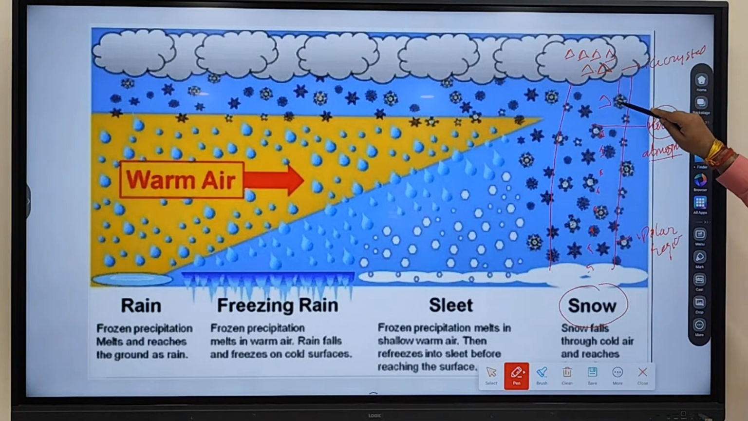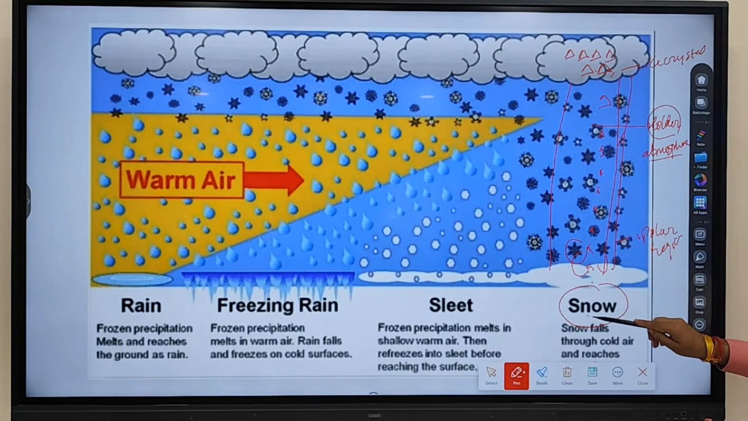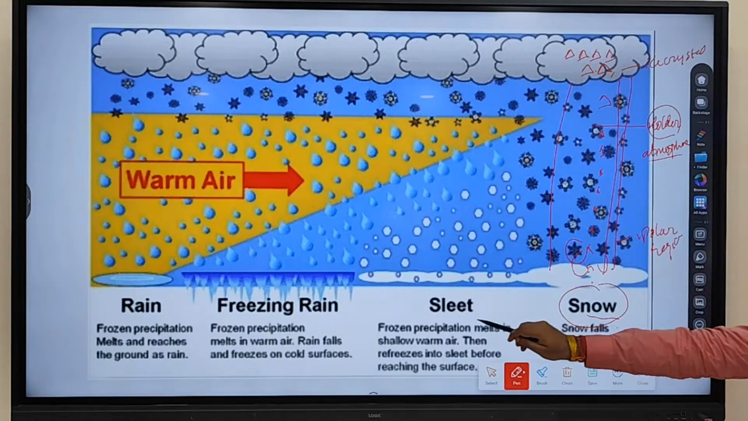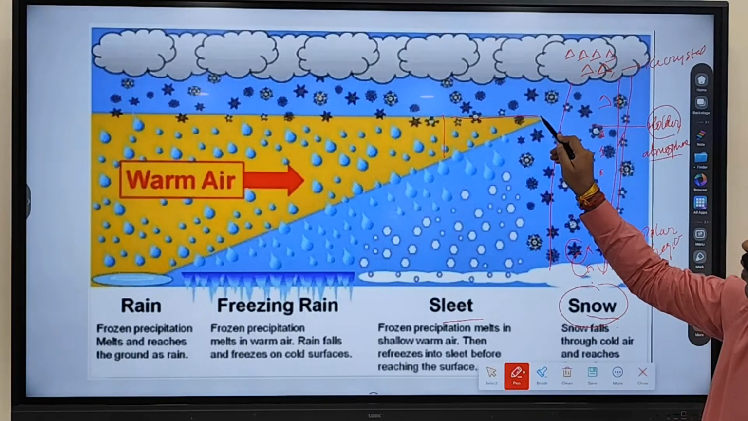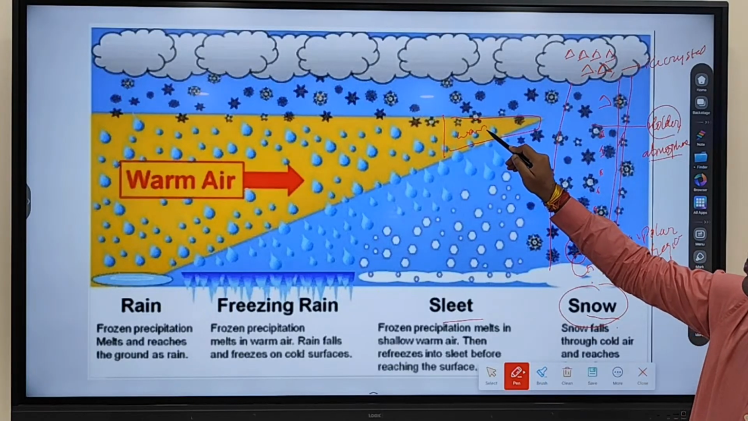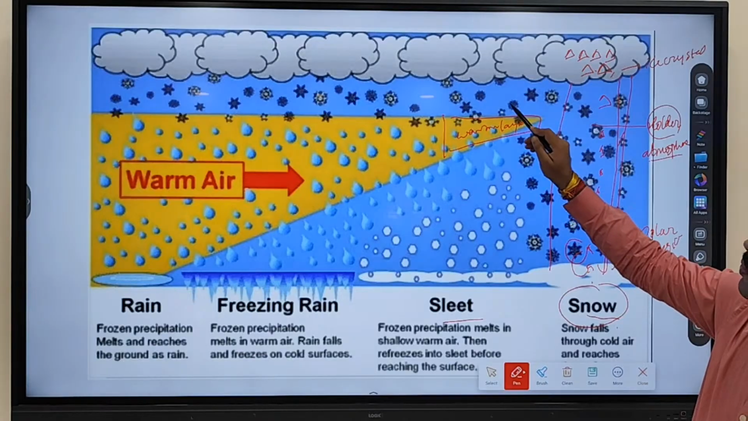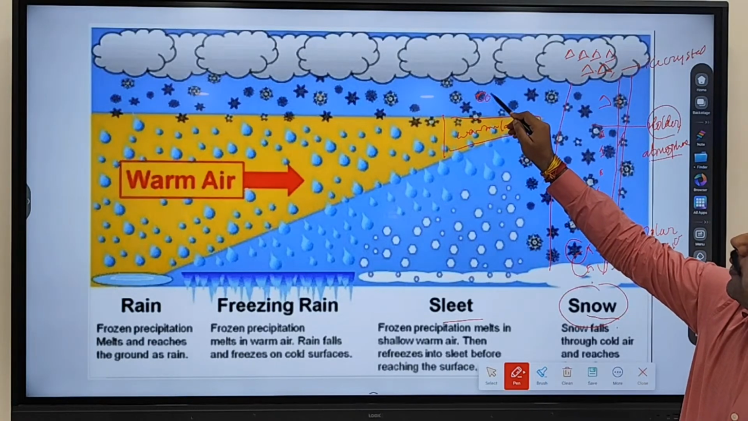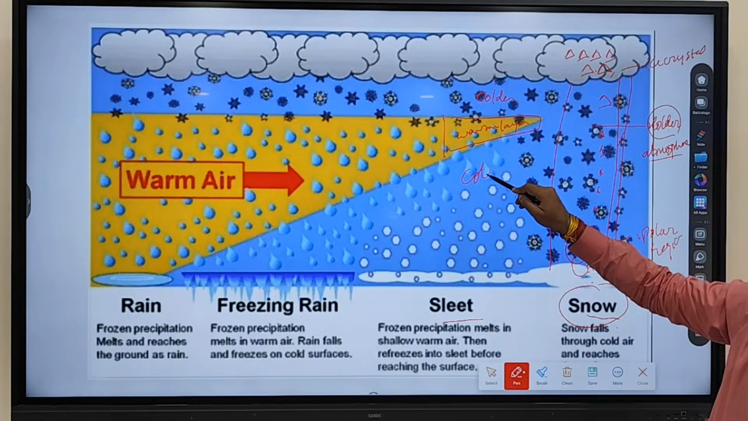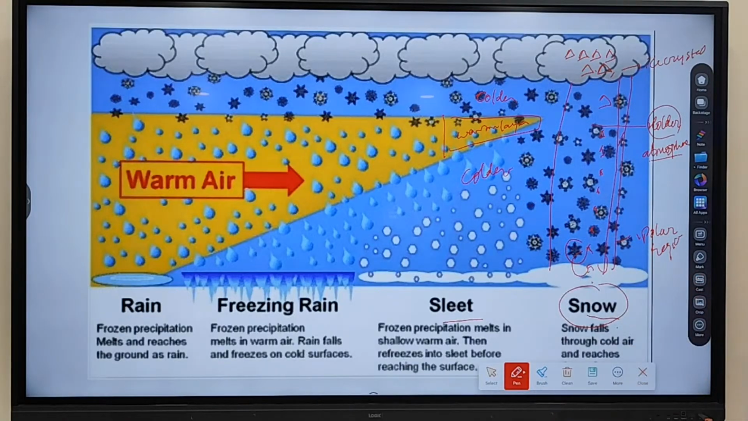So when the entire atmosphere is a colder layer, and the ice crystals come through this colder layer, they will reach Earth's surface in the form of nothing but snow. Fine. When will sleet form? When a small warm layer is sandwiched between two colder layers. So this is a colder layer, this is a colder layer. When a small warm layer is sandwiched between two colder layers, then you'll see sleet is going to form.